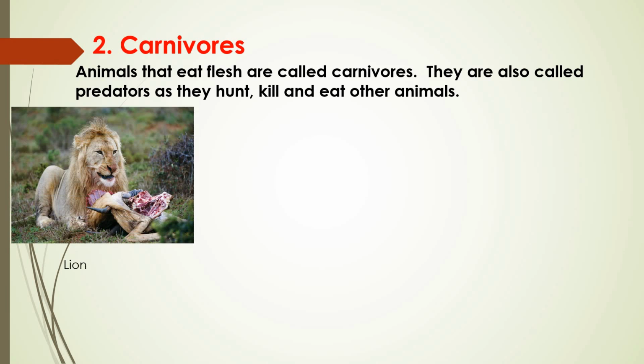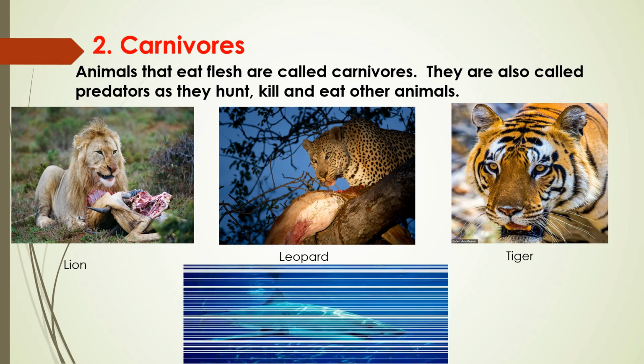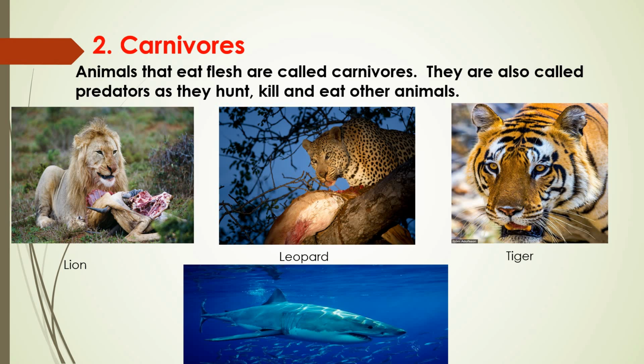Some of the examples of carnivores are lion, leopard, tigers, and even shark. Now sharks are also called carnivores because they feed on other animals in the water kingdom. Is that clear, boys? Now let us move to the third type of animals, and they are omnivores.